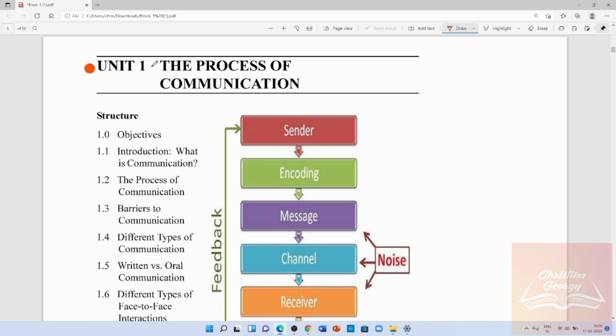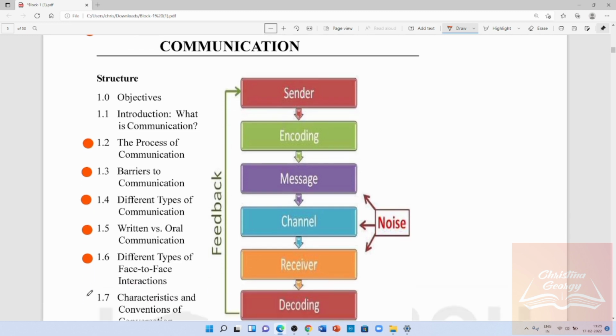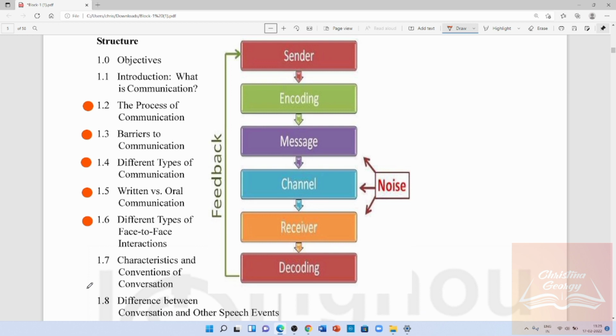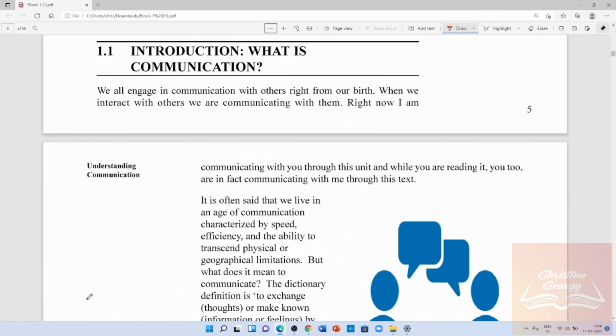Today we'll discuss Unit 1, that is the process of communication. In this particular unit, you'll get introduced to the aspects of communication, that is the process of communication, barriers to communication, the different types of communication. We'll also study how written communication differs from oral communication. We'll also learn about the different types of face-to-face interactions. We'll study what conversation means. We'll also learn about the characteristics and conventions of conversation. Finally, we'll conclude with the difference between conversation and other speech events.